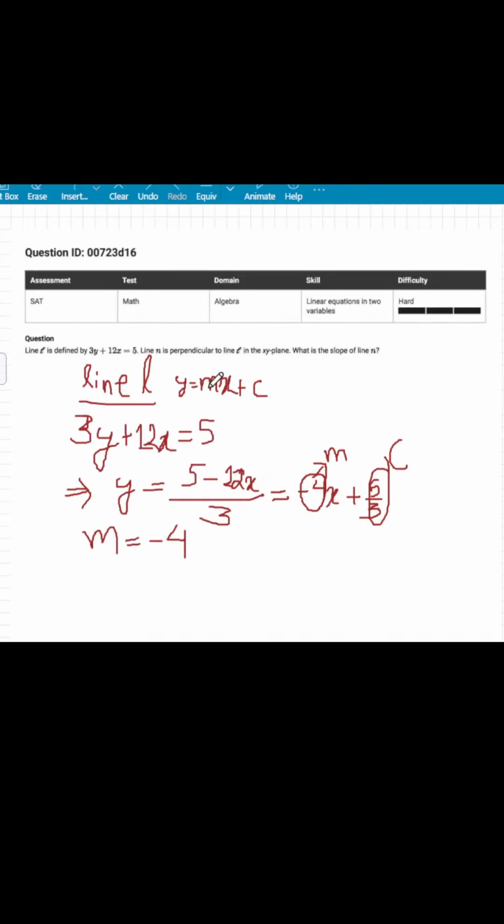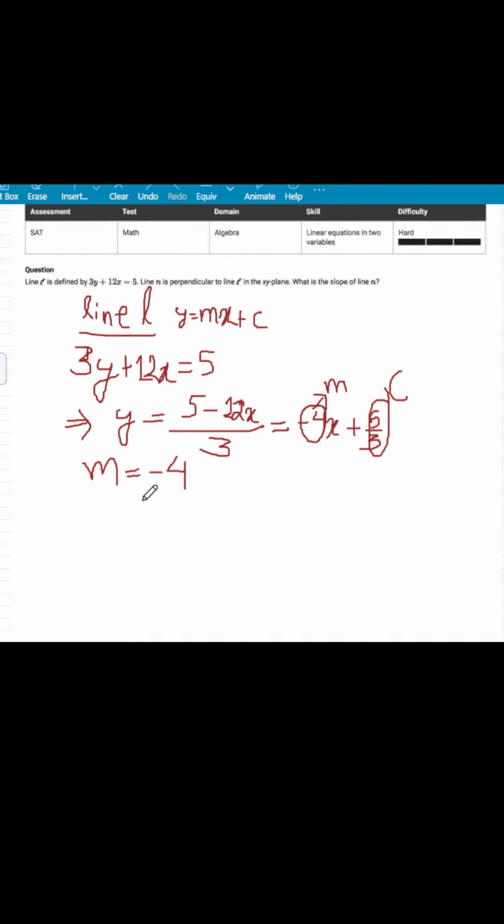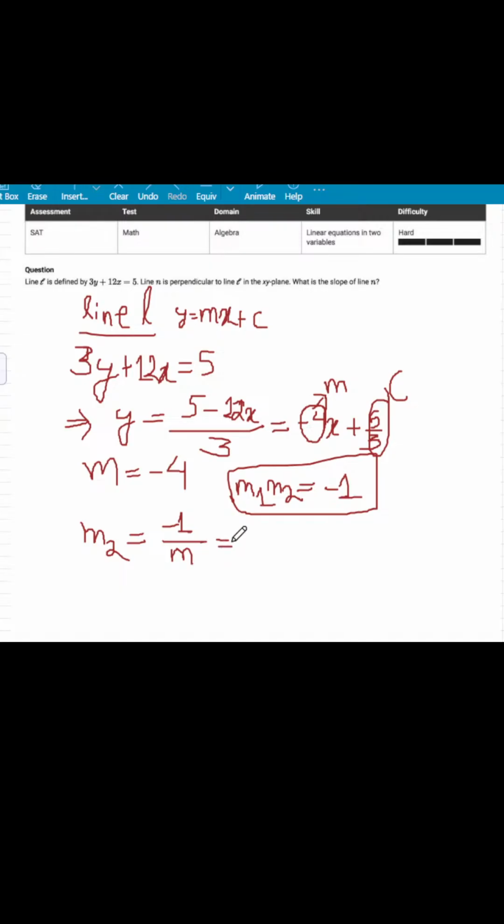In the last class also there was a similar question. We know that if a line is perpendicular to another line, then the product of their slopes will be minus 1: m1 m2 is equal to minus 1. So the slope of the second line, that is n, will be m2 is equal to minus 1 by m, which is minus 1 by minus 4, which is 1 by 4. So the slope of line n will be 1 by 4.